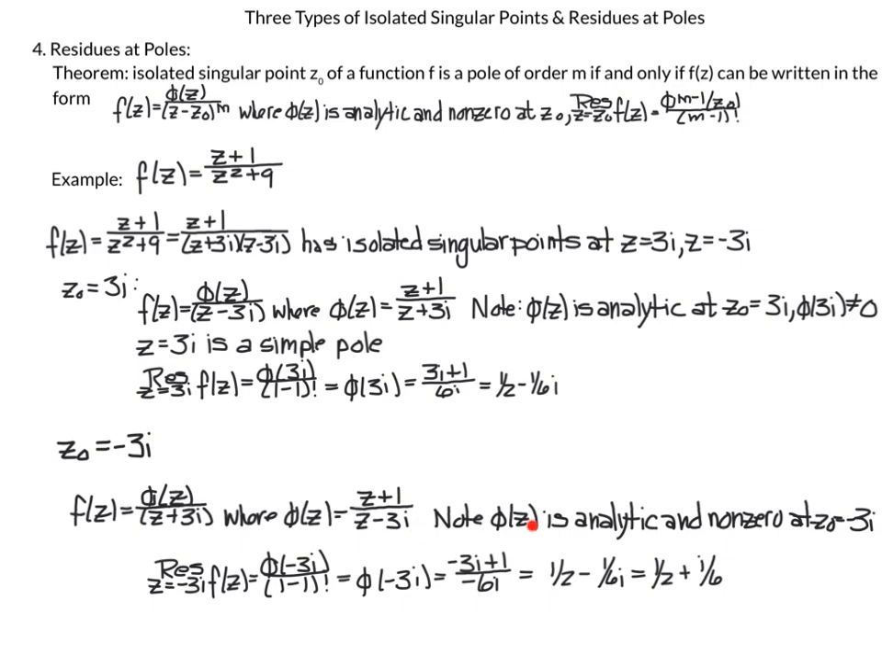And again, we note that phi of z is analytic and non-zero at z naught equals 3i. So when I plug in 3i, I get something that's defined and it's not equal to 0. So I can use my formula. The residue then is equal to phi of 3i divided by 1 minus 1 factorial, which is phi of 3i, which is equal to my 1/2 plus i over 6.